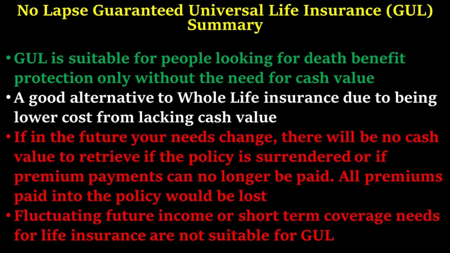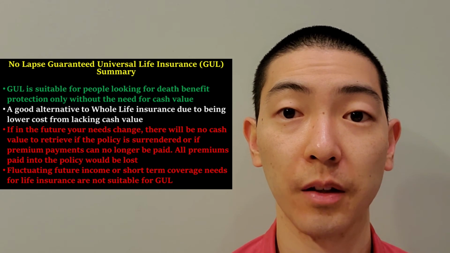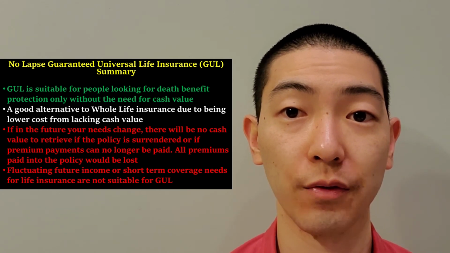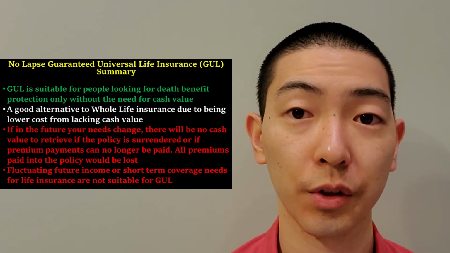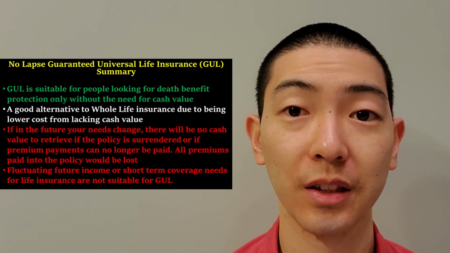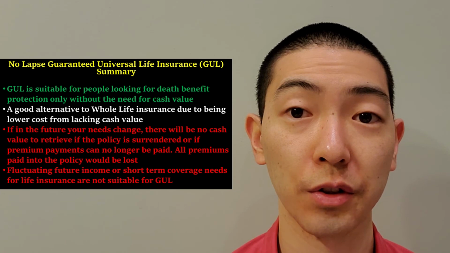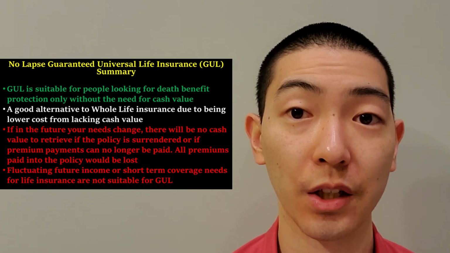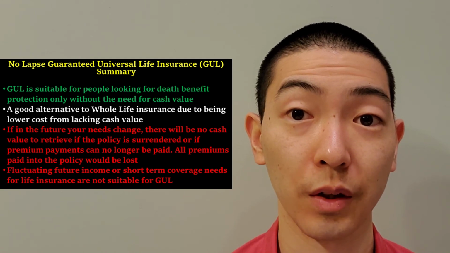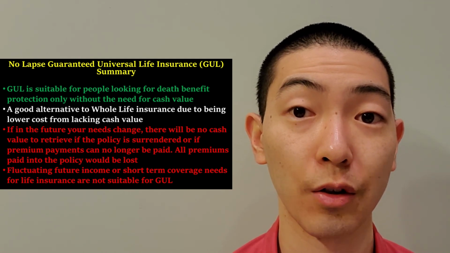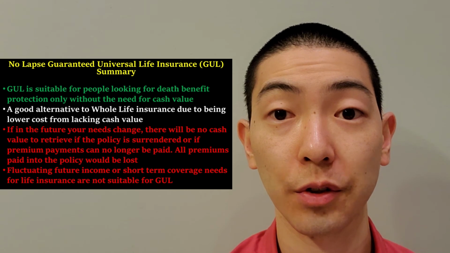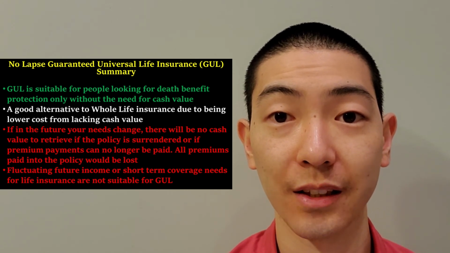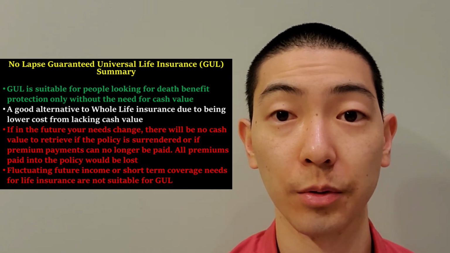So who should and should not consider GUL insurance? It's suitable for people looking for death benefit protection only without the need for cash value. It's a good alternative to whole life insurance due to being lower cost from lacking cash value. But since there is no cash value, if in the future your needs change or you change your mind about the policy, there will be no cash value to retrieve if the policy is surrendered or if the premium payments can no longer be paid. Fluctuating future income or short-term coverage needs for life insurance are not suitable for GUL.